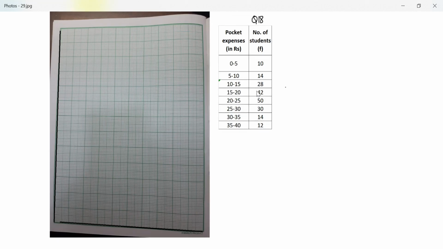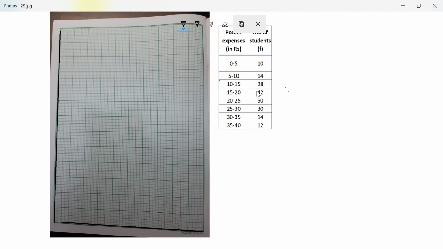Hi guys, we are on question number 18. It says use a graph paper for this question. The daily pocket expenses of 200 students in a school is given below. Pocket expenses and number of students, the money as well as the number of students is given. Draw a histogram representing the above distribution and estimate the mode.